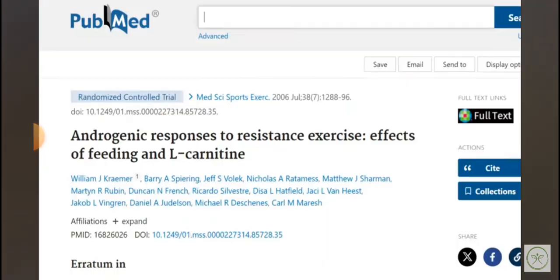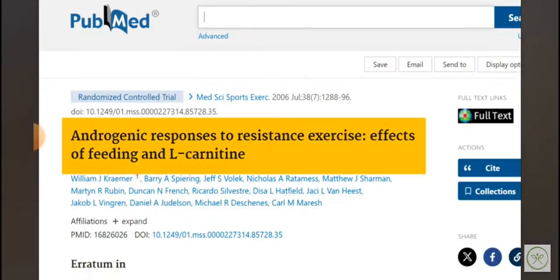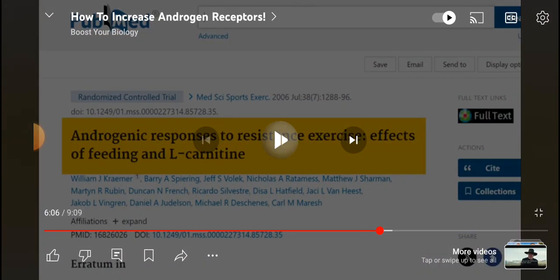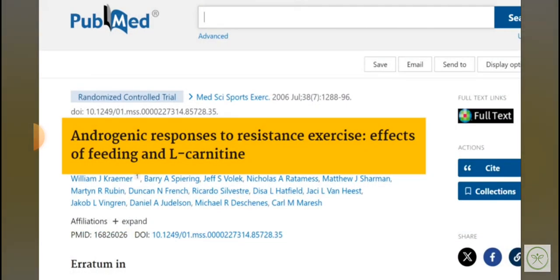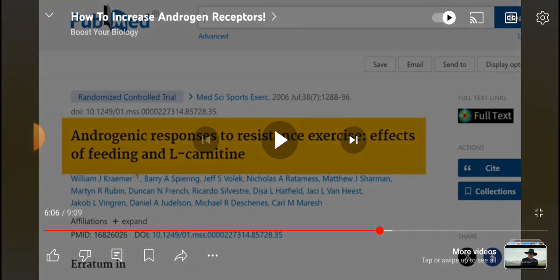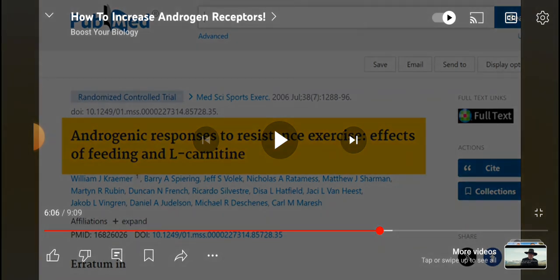Now, this study is titled Androgenic Responses to Resistance Exercise. I just told you, when you're in an anabolic growth state, it means positive nitrogen balance. They explain to you these amino acids are at sky level, sky high, and carnitine happens to be one of them. That's why they create the androgen receptors. They help to create these androgen receptors. They widen them, and you get more of them.